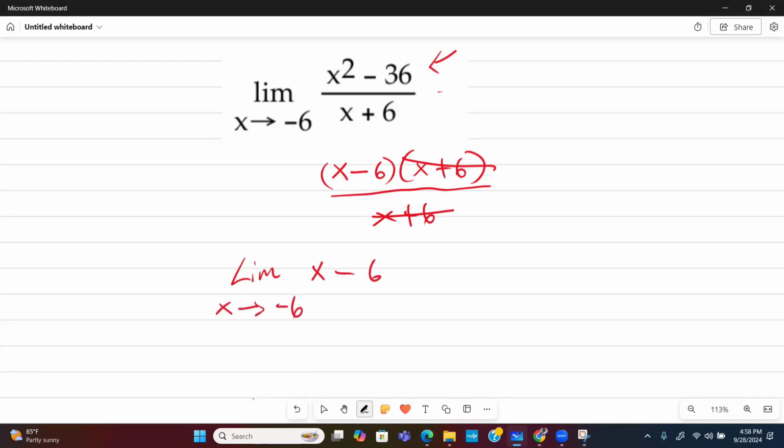So at this time, we can now evaluate. Let's substitute negative 6 here. So it's going to be negative 6 minus 6, and the answer is negative 12.